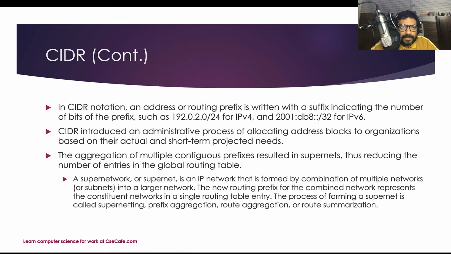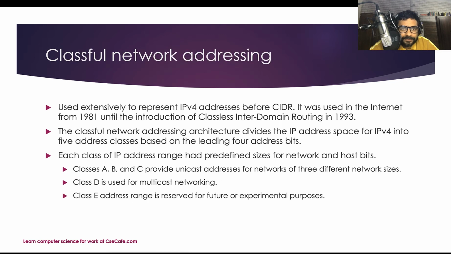CIDR is supported for both IPv4 and IPv6, but the classful one, which is the older one, is supported only for IPv4. With the IPv4 classful classification, you needed a lot of entries in your routing table, but here you can combine many things easily. We will see how we divide, so then we will get an idea about how we combine. The number of entries in the routing table will be less, and it is used extensively.